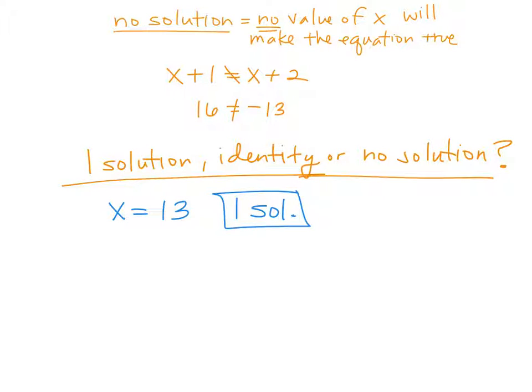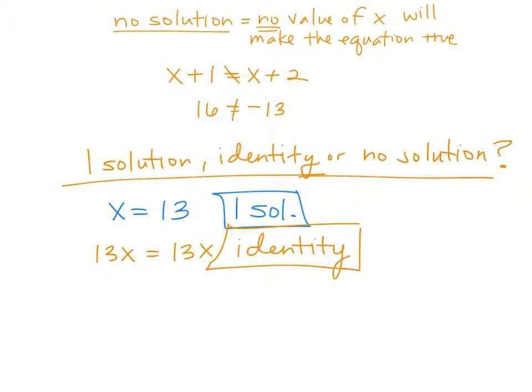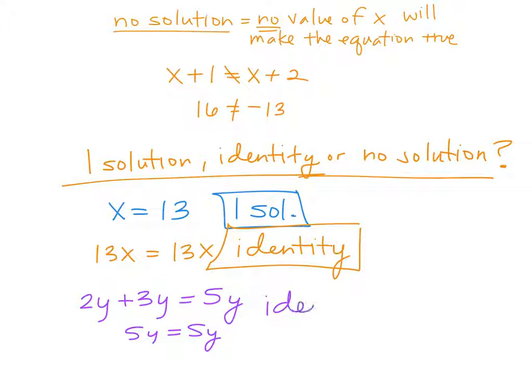Okay, what if I came up with 13x equals 13x? That's identity. They're identical, right? They're exactly the same, which means no matter what you plug in for x, you're going to get a true solution, okay? What about if I give you 2y plus 3y equals 5y? That's an identity, right? This would say 5y equals 5y. That's identity.